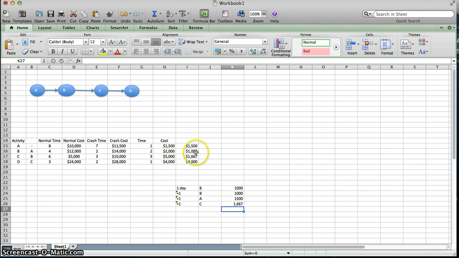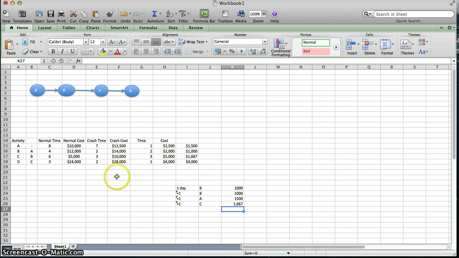And so if they ever ask you, for these 4 days, what's the sum total, we would just add these up. So 1,000, 2,000, 3,500, 4,000... 5,167 would be the total for these 4 days. But if they ever ask you what the maximum number of days is that we could crash it, we could crash it 7 days because we have 7 days there. And then it would just be the sum total of these costs.